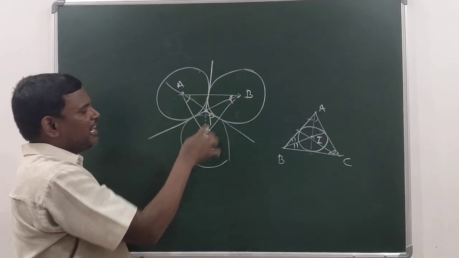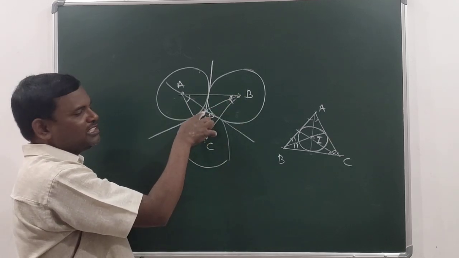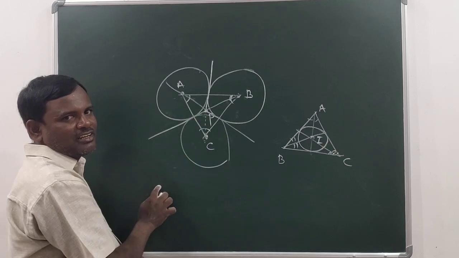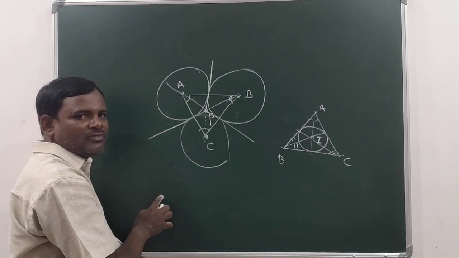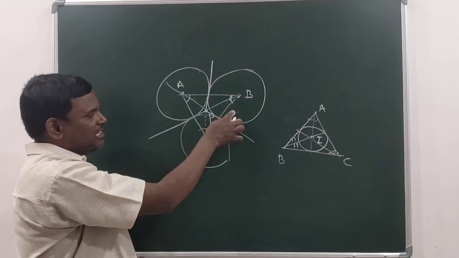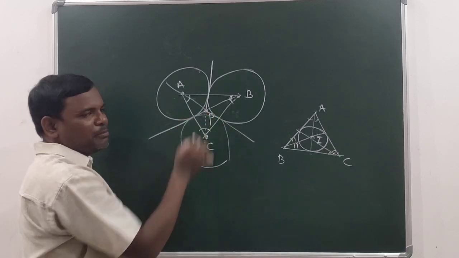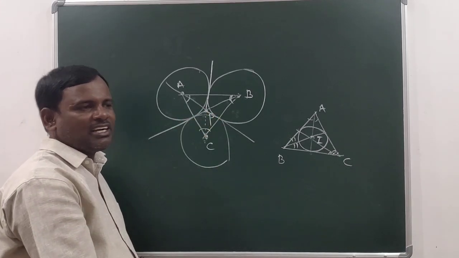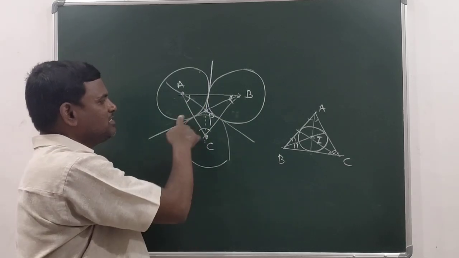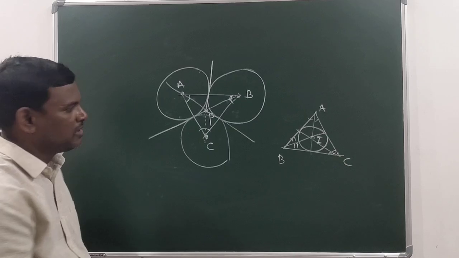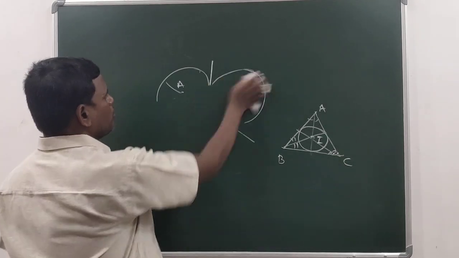Now we have drawn three angular bisectors which are meeting at this point. Hence it is the incenter. And I have drawn three radical axes for the three circles which are also meeting at P. Hence, the incenter of this triangle ABC is the radical center of these three circles. Now let us go to one more point.